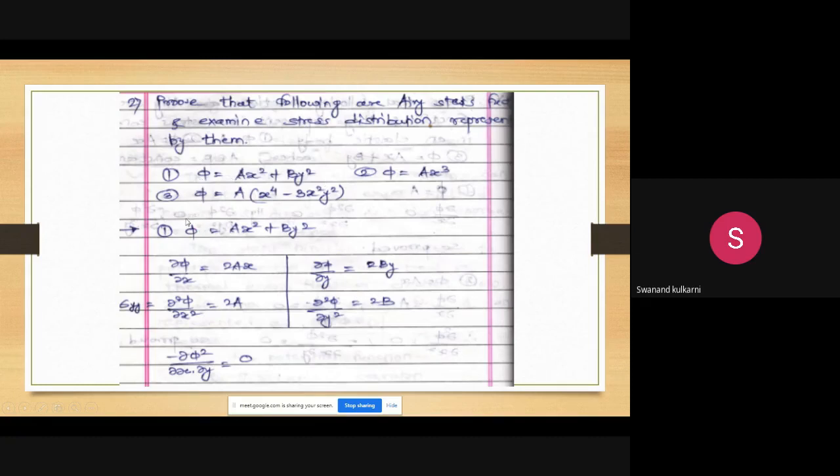So now let us take the first example. Phi is equal to ax square plus by square, and then let us differentiate this equation with respect to x. So if we are differentiating this equation with respect to x, then dou phi by dou x. So definitely what is going to happen to the right side? Differentiation of ax square, for that purpose 2ax. So that is the differentiation.